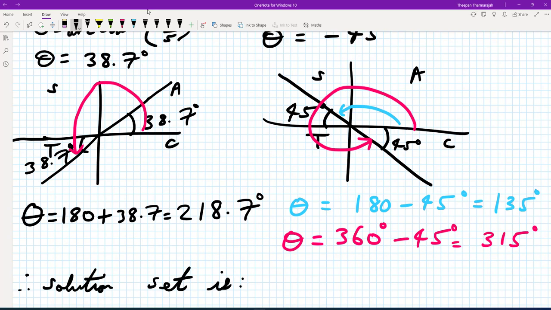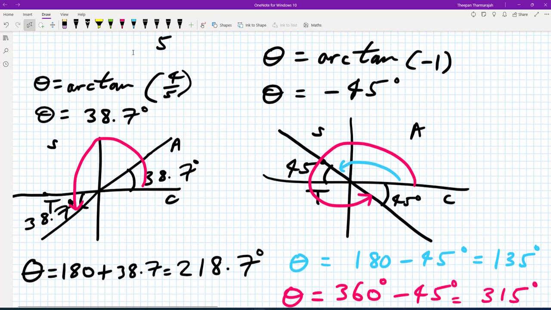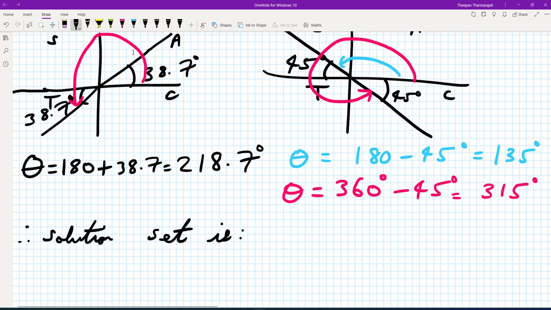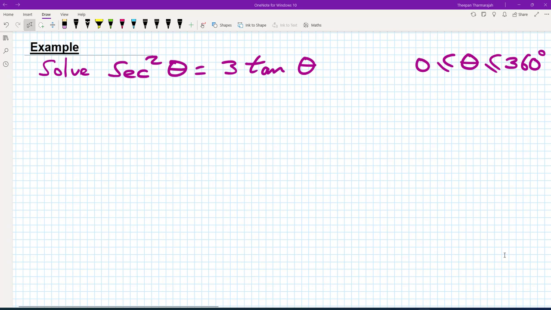So my solution set, in order of magnitude, would be 38.7, followed by 135 degrees, followed by 218.7 degrees, followed by 315 degrees. So the next example is for you to try. You can pause the video, and when you're done, I will go through my worked solution.